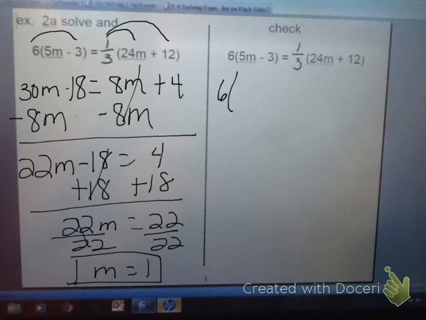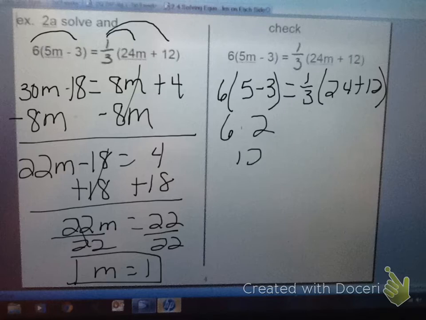Let's check it. 5 times 1 is 5, minus 3, close the parentheses, is equal to 1/3 times 24 times 1 is 24, plus 12. Inside the parentheses, 5 minus 3 is 2, so that's 6 times 2, which is 12. So that's the left side of the equal sign. On the right side, 24 times 1 is 24, plus 12 is 36. 1/3 times 36, again, cross reduce, and you get 12. So it checks.